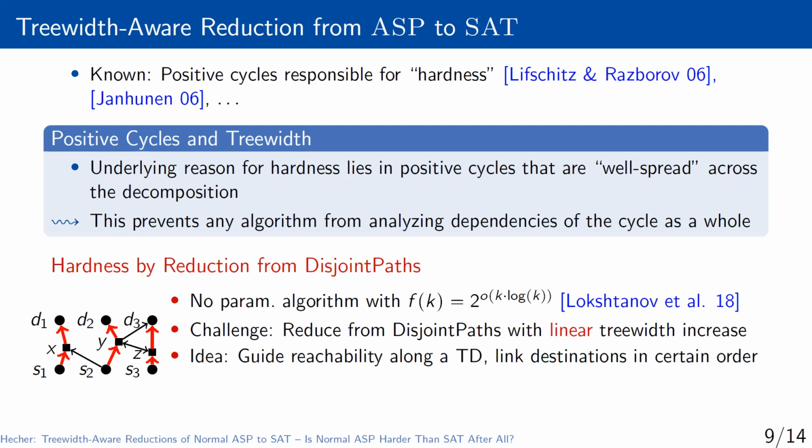Okay, so how do we ensure this? The idea is that we guide reachability along a tree decomposition, which we approximate. Such an approximation can be computed in single exponential time in the tree width. The tree decomposition basically orders pairs consisting of source and destination, and it's very important to respect this order, because if you do it in a different way, it could be the case that you completely mess up Treewidth already. So then we link destinations to sources in the order that the decomposition induces.